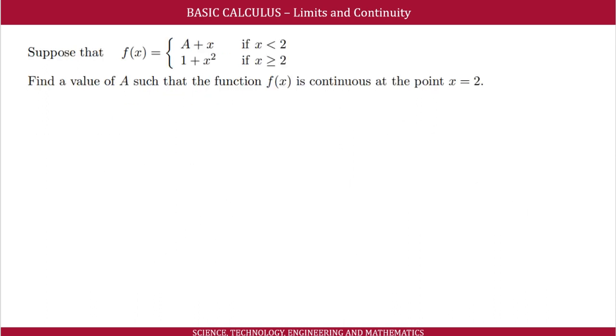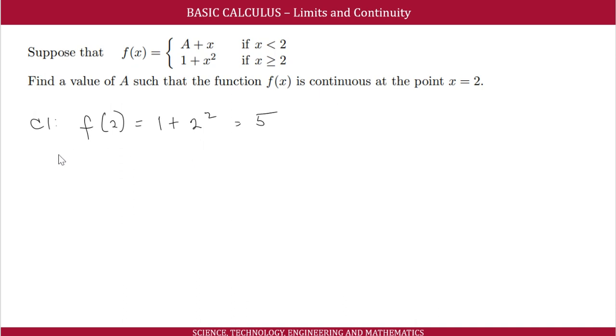Suppose that f of x equals a plus x if x is less than 2, and 1 plus x squared if x is greater than or equal to 2. Find a value of a such that the function f of x is continuous at the point x equals 2. Also, we are going to use the three conditions of continuity. So we have condition 1, f of 2. What is f of 2? We use the second subfunction because x is greater than or equal to 2. So that is 1 plus 2 squared, and that is equal to 5.